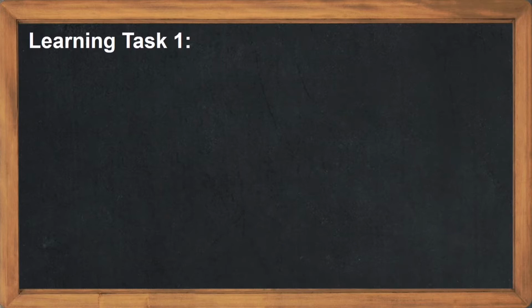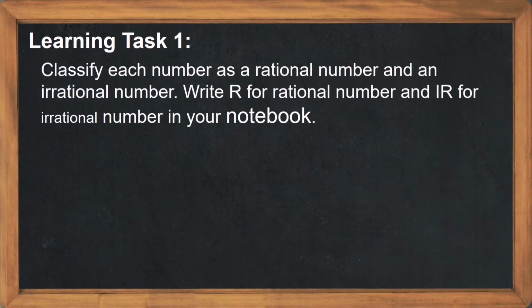For learning task number 1, classify each number as a rational number or an irrational number. Write R for rational number and IR for irrational number in your notebook.